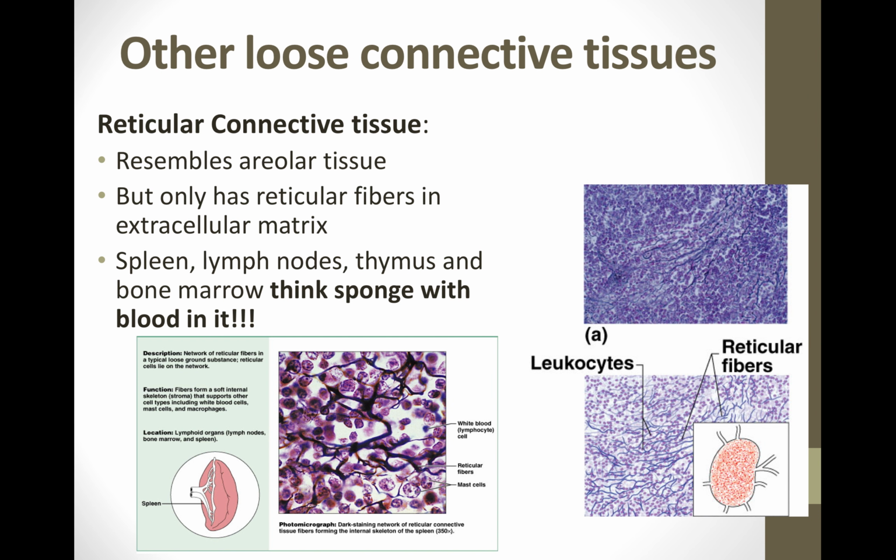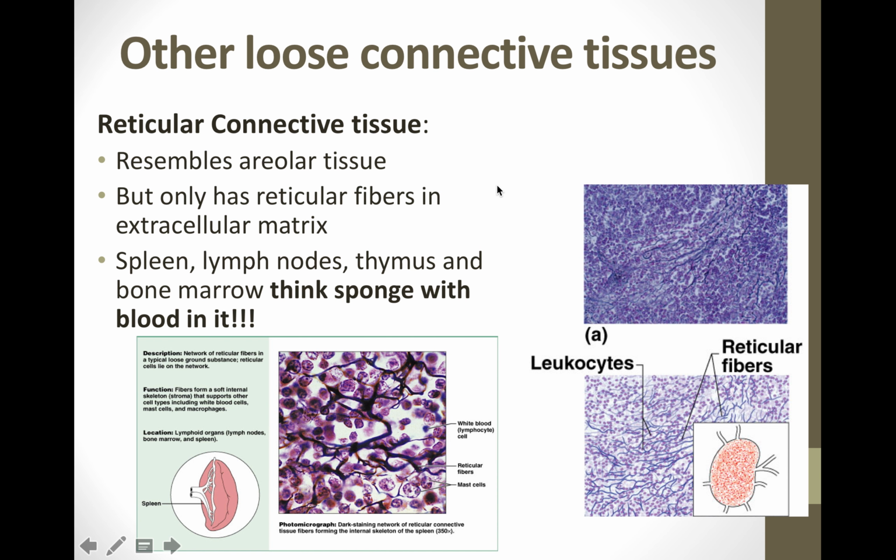The last type of loose connective tissue we have is reticular connective tissue. This reticular connective tissue, as we mentioned, is very spongy-like. There is a lot of empty space in there. So you can see a very zoomed-out version versus a zoomed-in version of the same tissue.